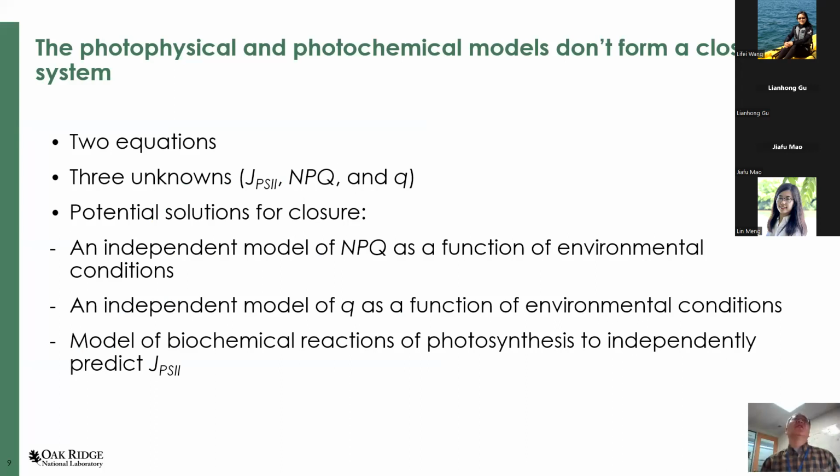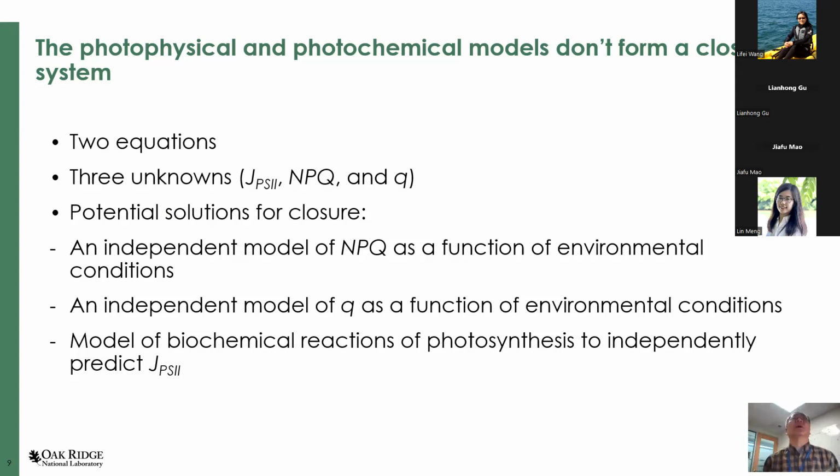Note that the photophysical and photochemical models together do not form a closed system because we have two equations, but with three unknowns, JPS2, NPQ, and QL. There are three potential solutions to close the system. The first is to develop an independent model to predict NPQ from environmental conditions. The second is to develop an independent model to predict QL from environmental conditions. The third solution is to use a model of biochemical reactions of photosynthesis to independently predict JPS2.